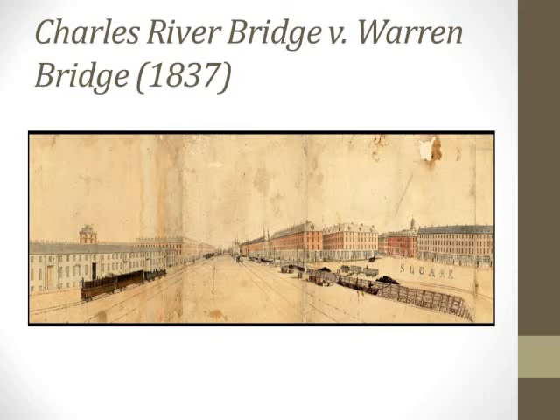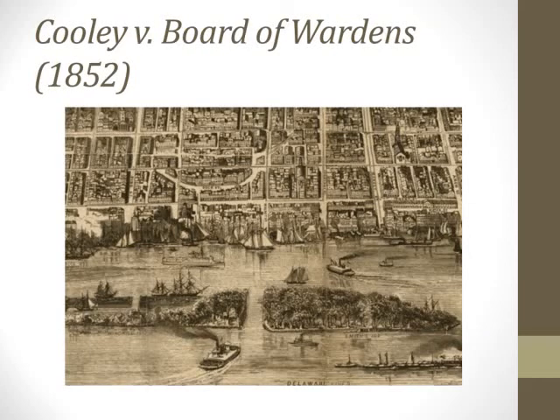Anyway, a few cases you guys should know. Charles River Bridge v. Warren Bridge. This rules that what can states now do? They can break contracts. Cooley v. Board of Wardens. What can states now do? Regulate interstate commerce when the law is silent about it. So you can only regulate interstate commerce if there's no national law.